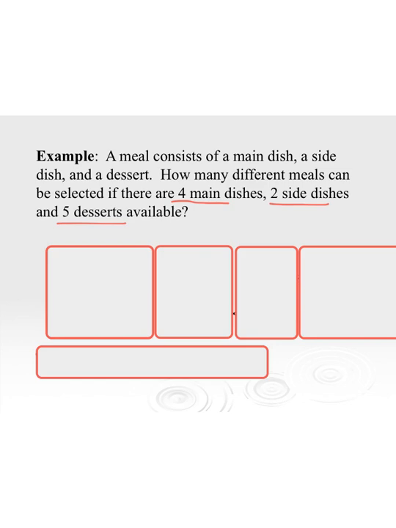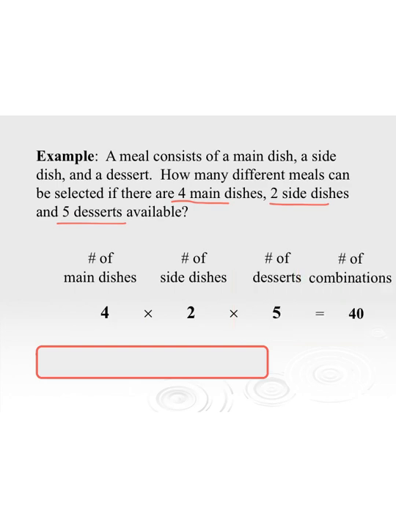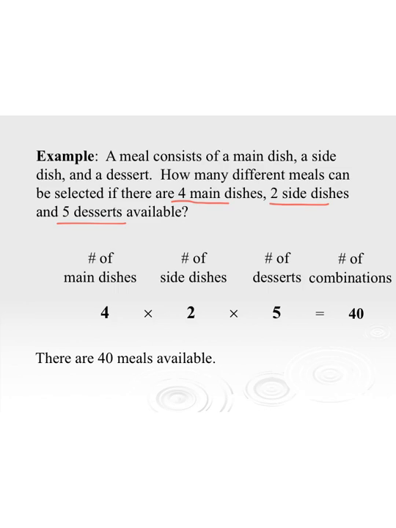Going off of our formula of m times n, in this case there are three things, so we have essentially an m, an n, and a q. We're going to multiply all of our options together. So we can see that there are four different main dishes. We're going to take that value and multiply it by the number of side dishes, so times two side dishes. And then we multiply that by the five desserts that we have available, and we get a total of 40, which means that we have 40 different meals available.